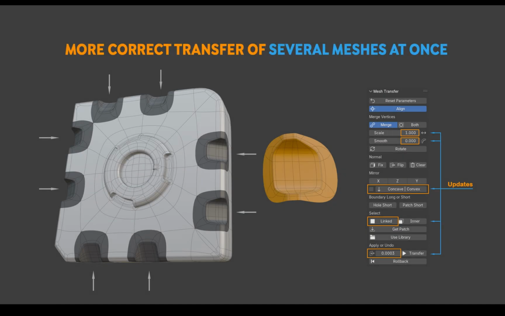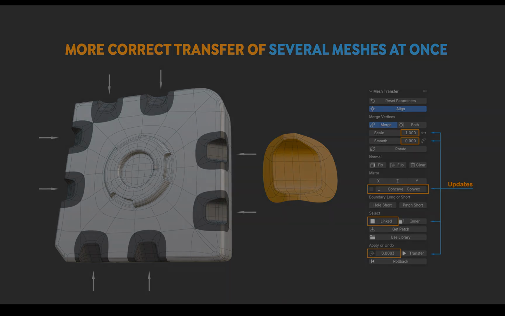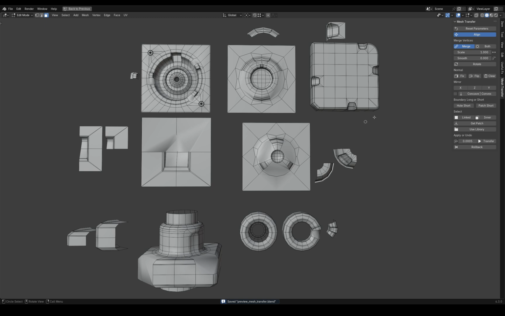Hi everyone. In this video, I want to show you updates and fixes to some features in the mesh transfer add-on. Now transferring multiple meshes at the same time works more correctly. First update now, floating point parameters change more smoothly in the panel.